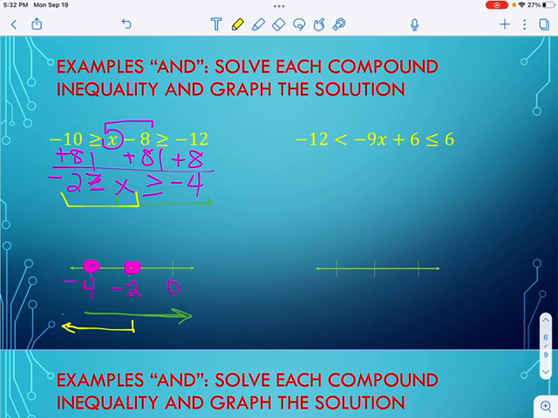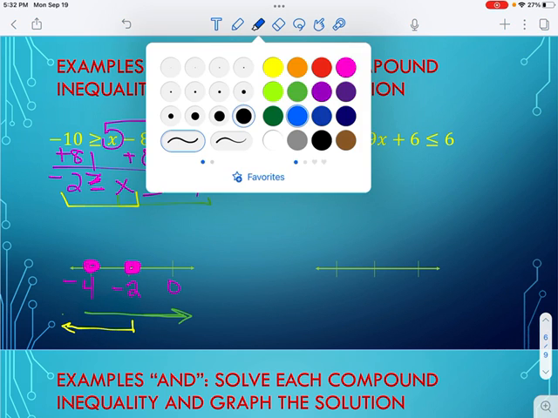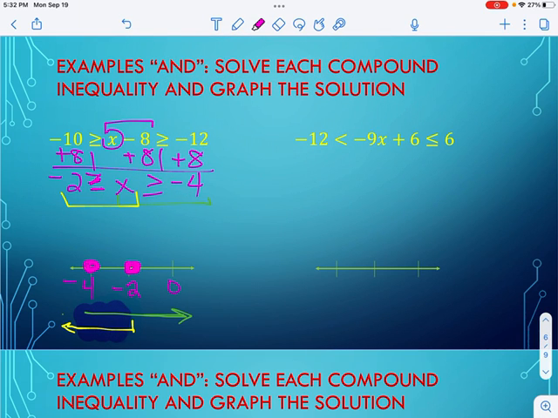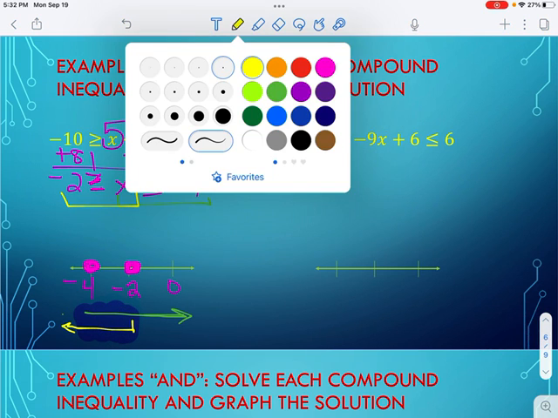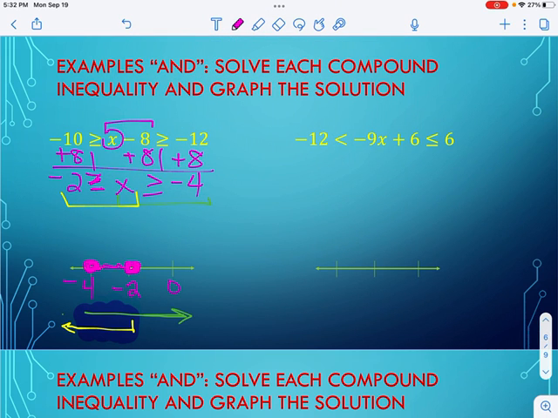So when you look, what part is overlapping? And it's this part right here in the middle, okay? So when we go to graph that, we're simply going to shade the middle part. That's the part that satisfies. If I pick a number out of there and plug it in, it will make both of those true. Okay, let's continue on. Let's try another one.